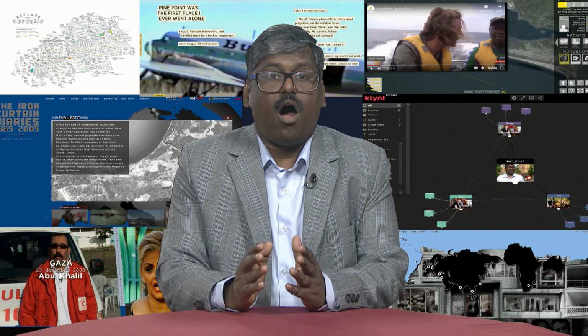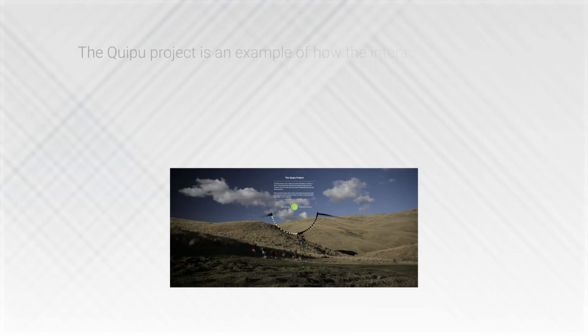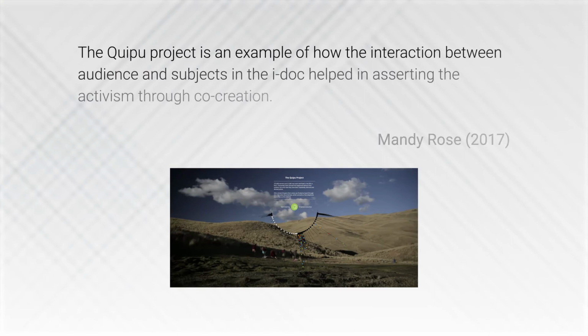iDoc created a debate whether the use of the term audience is inappropriate in the context of iDocs. Some scholars use the term users and others interactors. They are no more receivers or receptors. They are active and contribute to the story as co-creators through meaningful collaborations. Mandy Rose observed that the QPU project is an example of how the interaction between the audience and subjects in the iDoc helped in asserting the activism through co-creation.